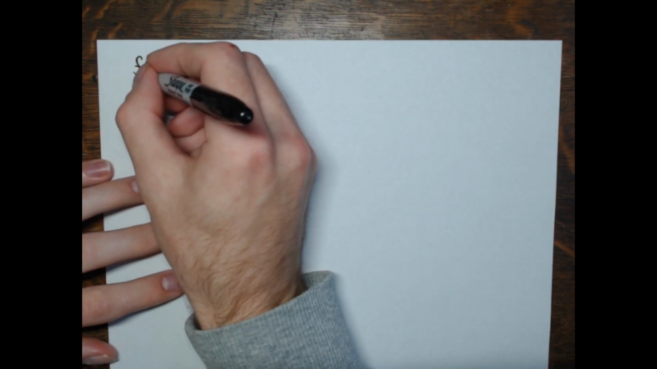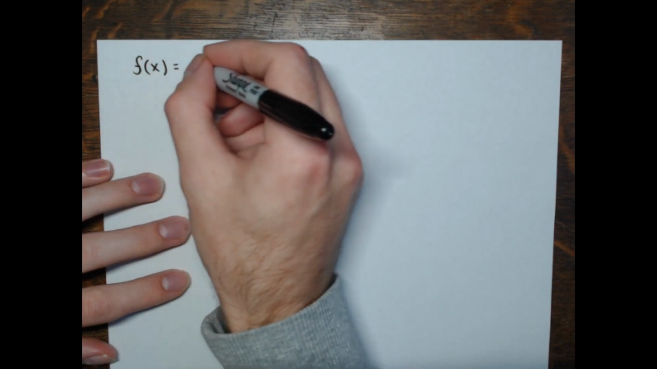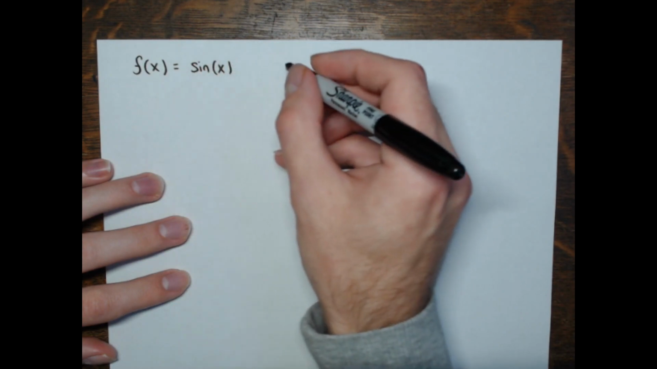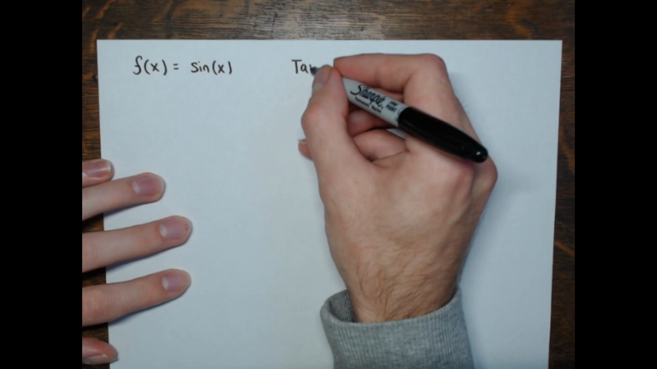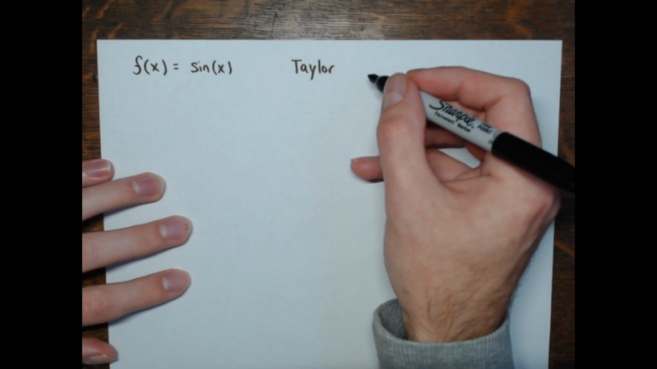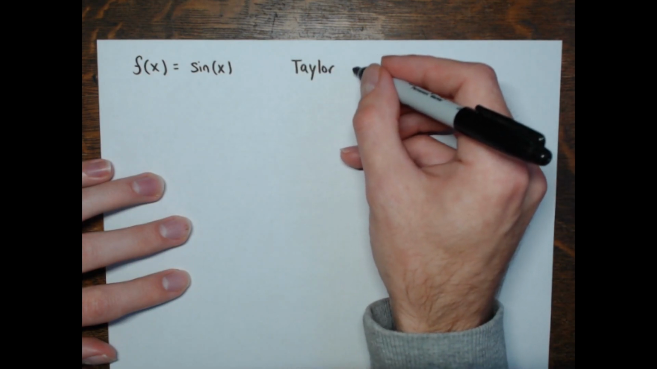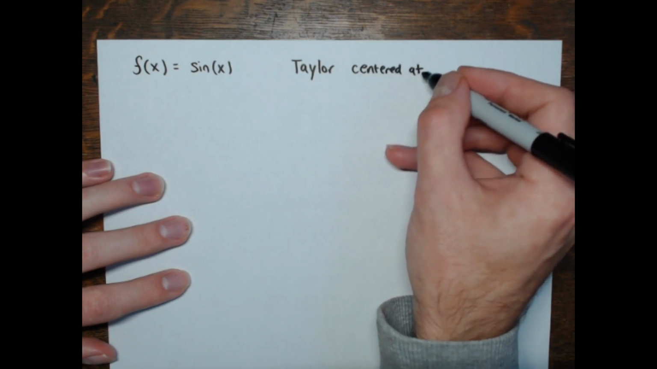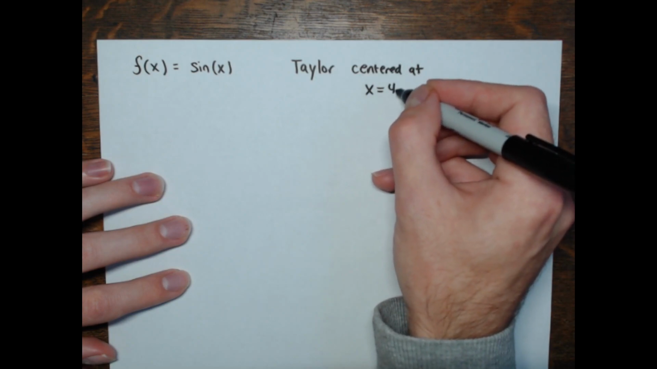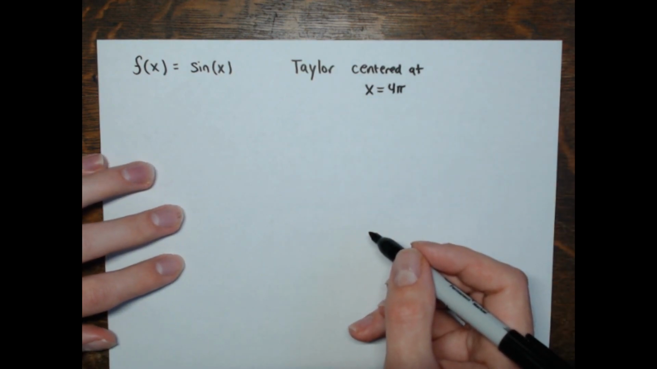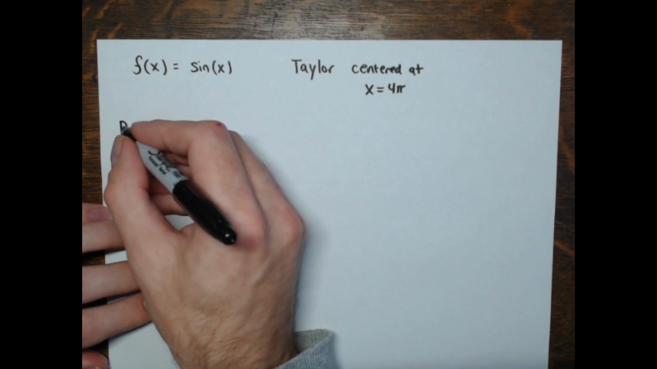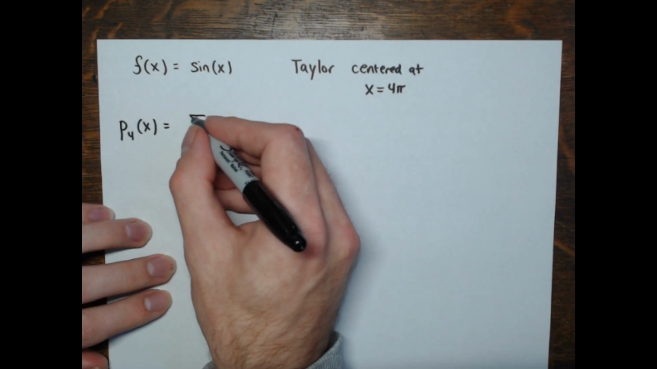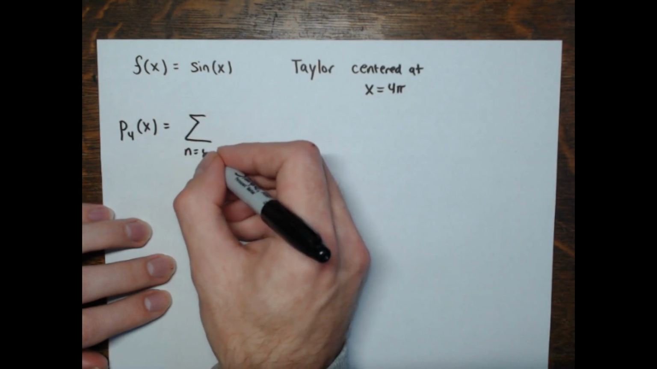So the function we're given is the sine of x. This time we want the Taylor polynomial, the fourth Taylor polynomial, centered at x equals 4 pi. All right, so the fourth Taylor polynomial here would be, again, the sum from n equals 0 to 4.